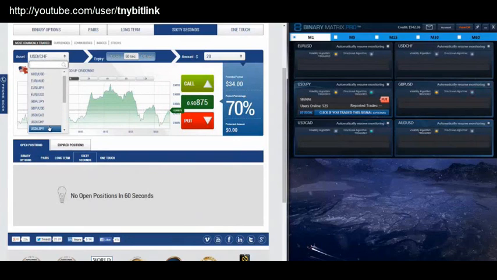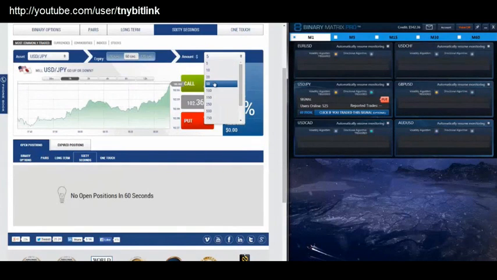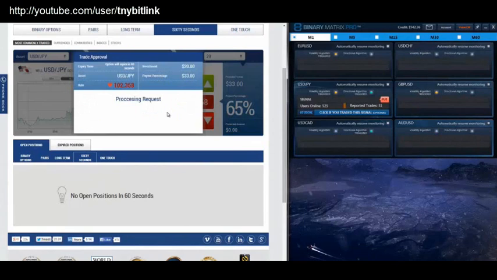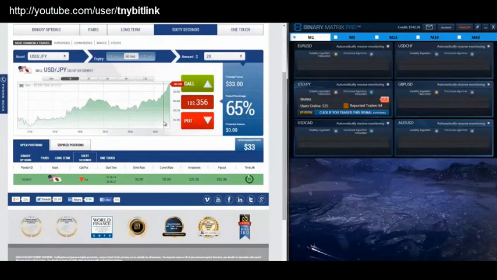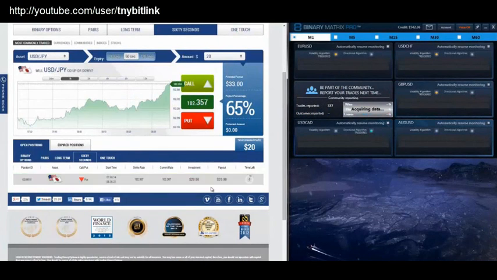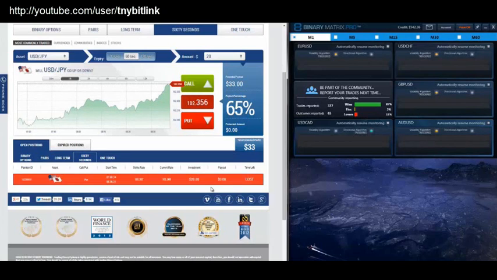All right, we've got a dollar-yen put signal, and we're in. Okay, back to check our put signal on this dollar-yen. We are wanting the price to go down, and unfortunately, the price has gone above the strike rate. So this is going to be a loss.